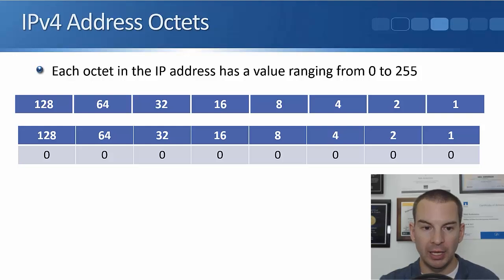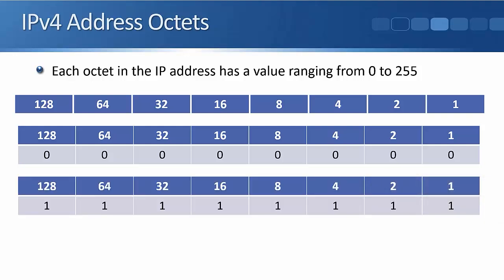If we put a 0 in on all of those bits, obviously all zeros adds up to 0. If we put a 1 in on each of the bits, if you add these up, 128 plus 64 equals 192. 192 plus 32 equals 224. 224 plus 16 equals 240. 240 plus 8 is 248. 248 plus 4 is 252. 252 plus 2 is 254. And 254 plus 1 is 255.